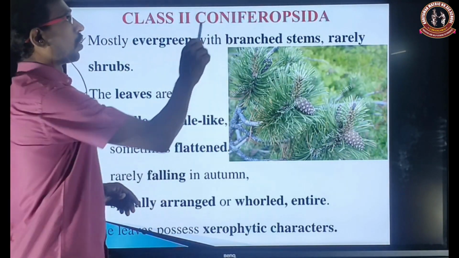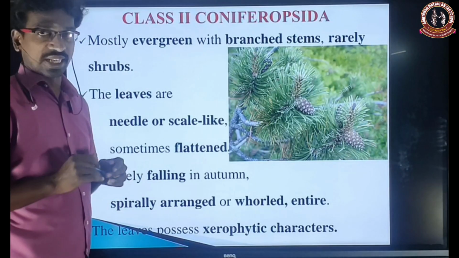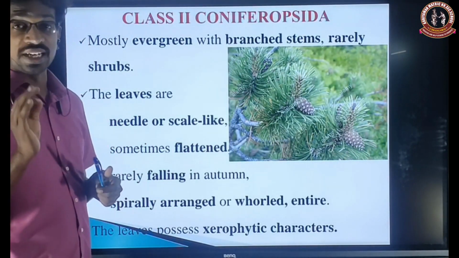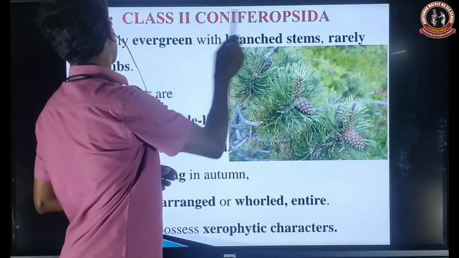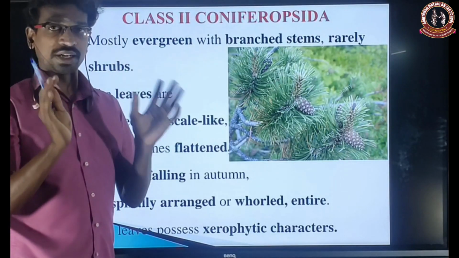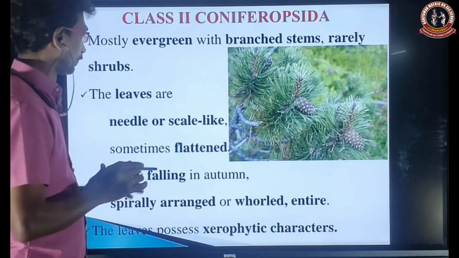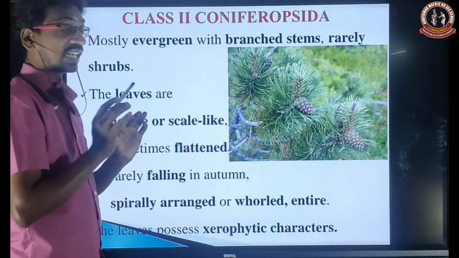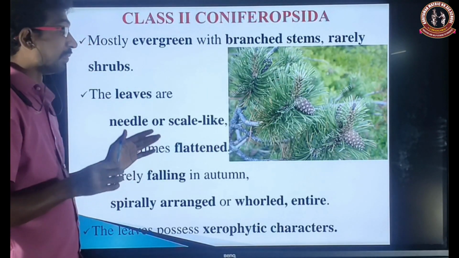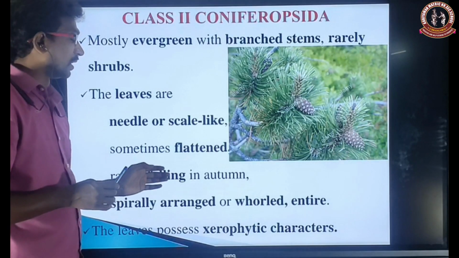Next class, Class 2, Coniferopsida. Mostly evergreen trees with a branched stem, and rarely serve. The leaves are needle-like or scale-like. Sometimes they may be flattened. The leaf looks like a flattened structure. Rarely it will be falling in autumn.